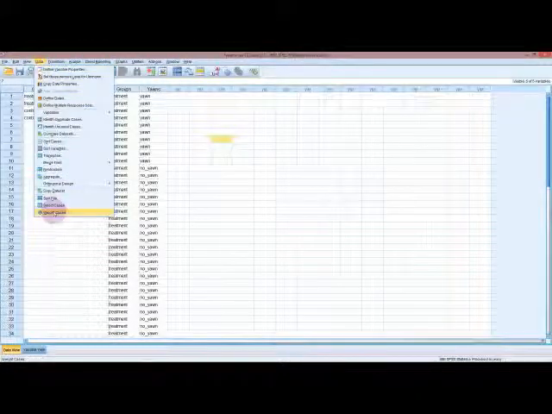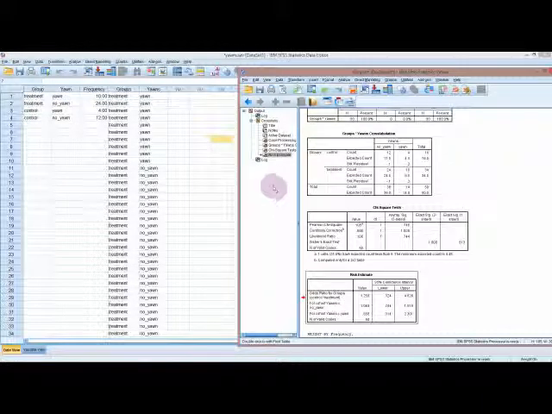So we need to go to Data, Weight Cases, Weight cases by, and frequency is already there because I just checked that that worked before. If you do this, make sure you turn it off again before you do anything else if you've got other data sitting in there, otherwise you're going to get strange results.